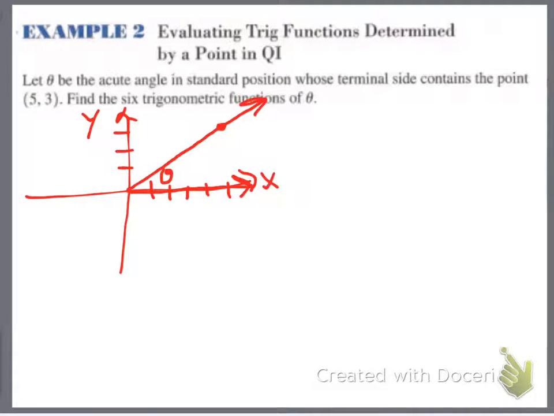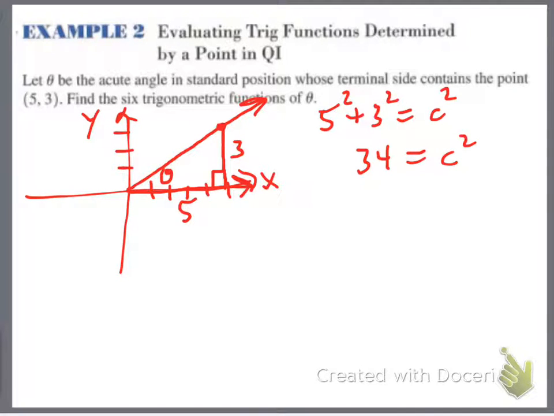Now, how am I going to find the 6 trig functions? Well, from 5, 3, you're going to draw a line straight down and make a right triangle. So one leg is 5, the other leg is 3. Now I'm going to find the hypotenuse. So 5 squared plus 3 squared equals c squared. So that's 34 equals c squared. So c is the square root of 34. So there's your hypotenuse.